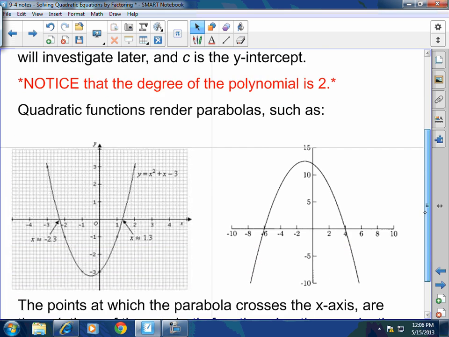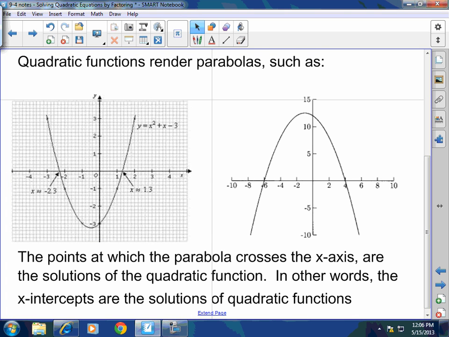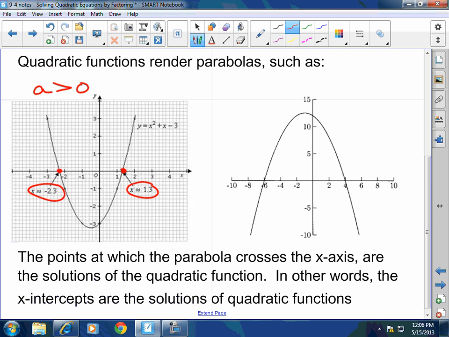Quadratic functions render parabolas, such as the two that I have here. When you look at this parabola, though, you should see a couple of things. First of all, for this first graph, was the A positive or negative? It was positive for sure because it's pointing up. I have my solutions right here, because remember the x-intercepts are the solutions. This is my vertex right here. I have an axis of symmetry going through that. And this right here is my y-intercept, the y value on the y-axis when x is 0.